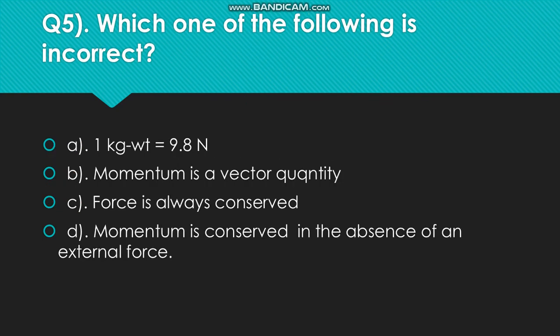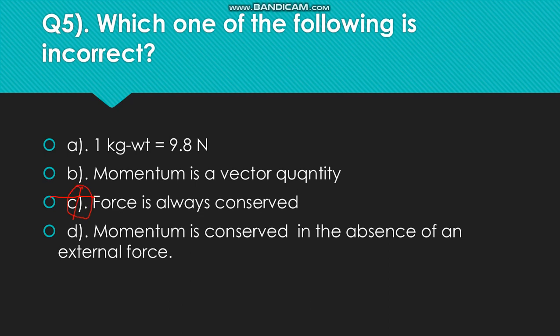Which of the following is incorrect? 1 kg weight is 9.8 Newton. That is correct. Momentum is a vector quantity. That is also correct. Force is always conserved. No, this is wrong. Momentum is conserved in the absence of external force. This is also correct. So force is always conserved is an incorrect statement.